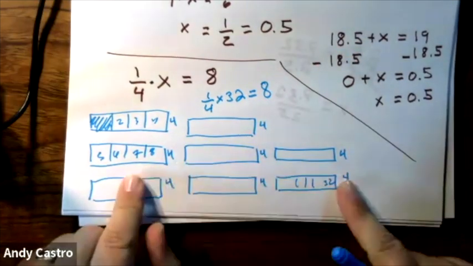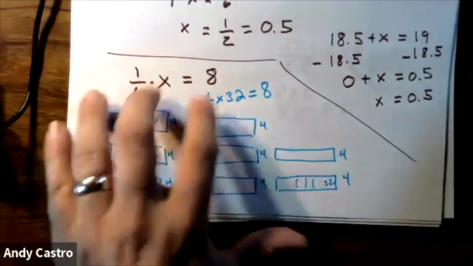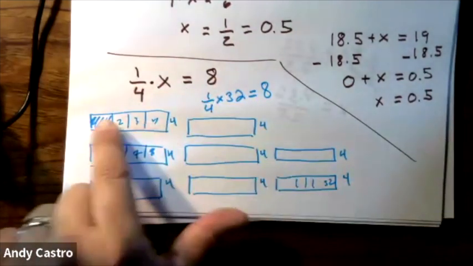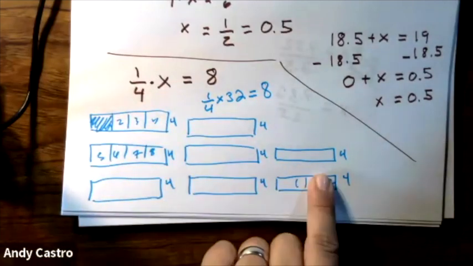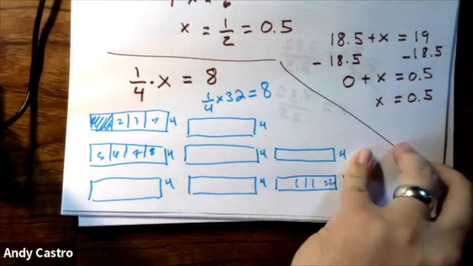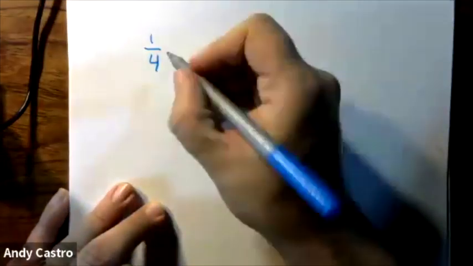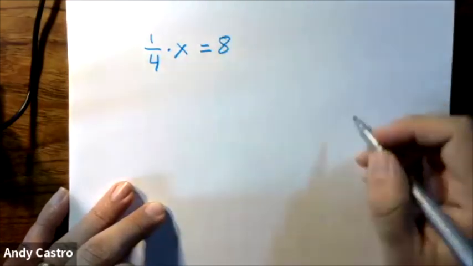Okay, but this is a lot of work. It's a lot of work to draw these out to give yourself 8 holes, divide each of them into fourths, and then count how many fourths you need to get the 8 holes. All right, so what we can do is say, okay, I've got 1/4 times x is equal to 8.